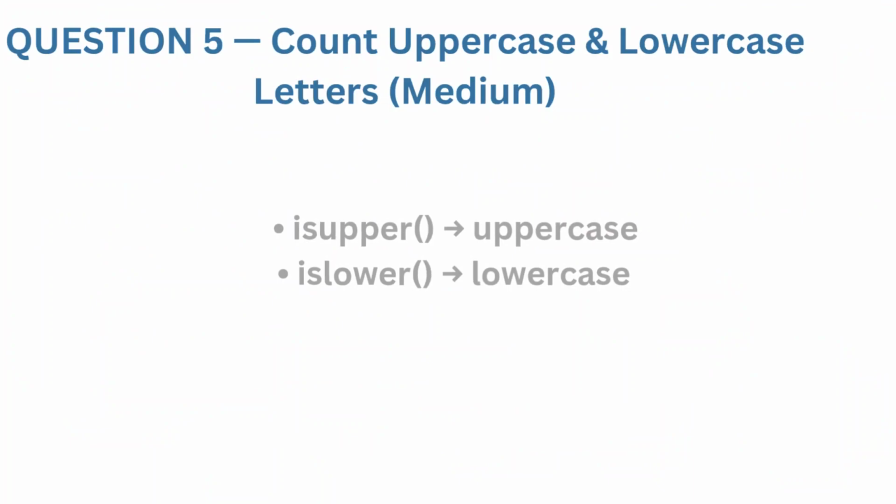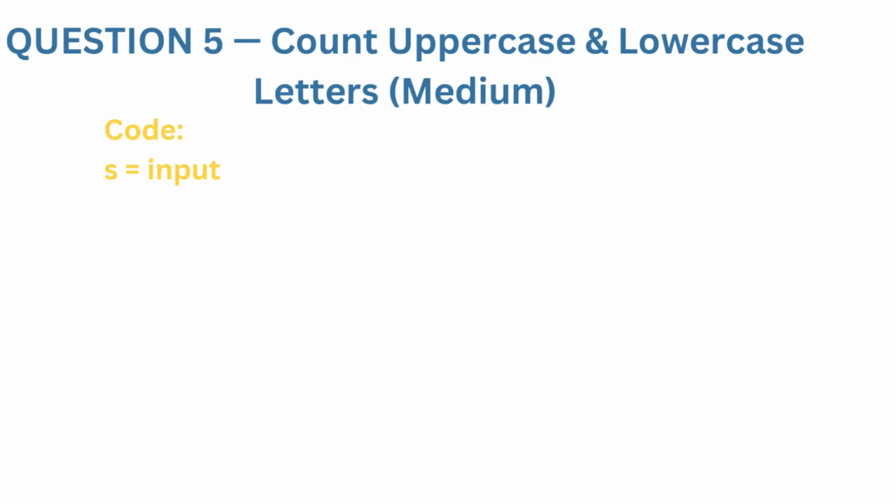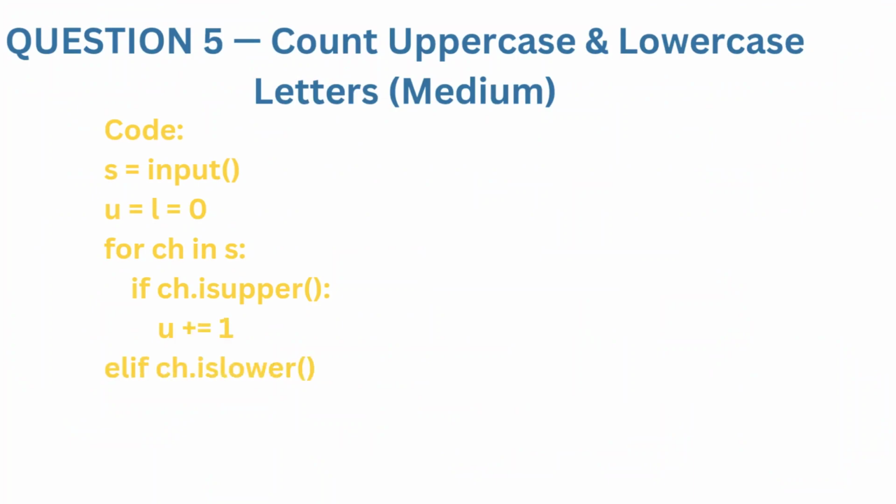So this will be s equal to input, and we have to initialize u, which means uppercase, and l, which means lowercase, as 0. For character in s, that means if character is upper, then u equal to u plus 1, and if character is lower, that means l equal to l plus 1.